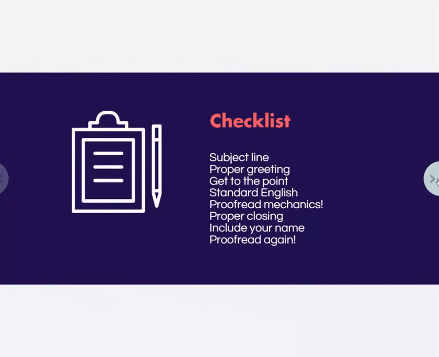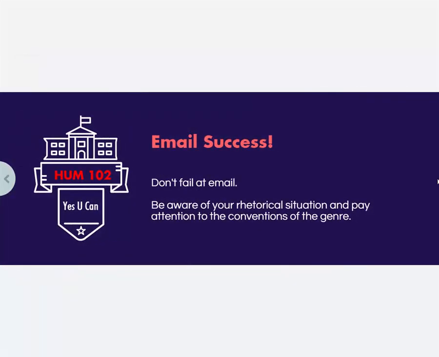So let's review. The email genre has certain conventions: a subject line, a proper greeting with the recipient's name spelled correctly, clear and concise body paragraphs in standard English, proper punctuation, grammar, and spelling, a closing with the sender's name typed below, and error-free writing. Don't forget to proofread. If you're aware of your rhetorical situation and pay attention to the conventions of the genre, you won't fail with your email. That's it for this video.